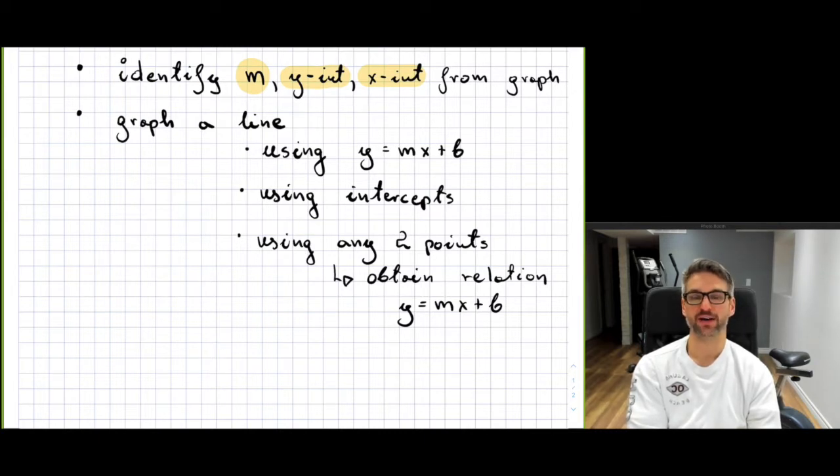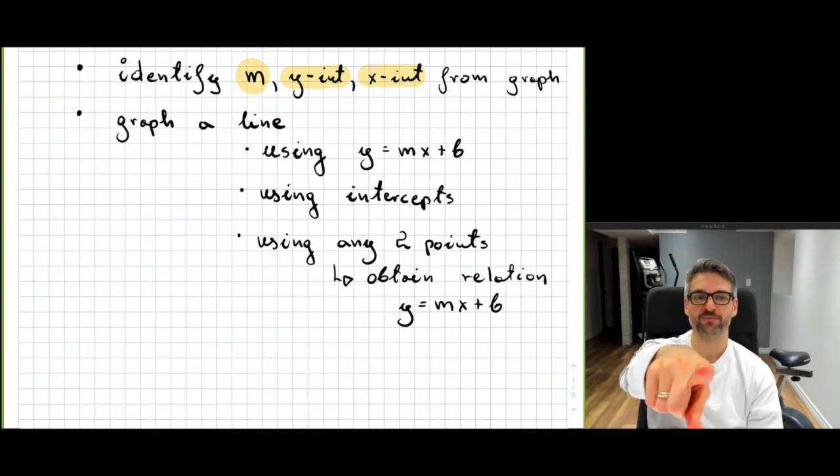So if you have been given 2 points, you should be able to transform it to the format of y is equal to mx plus b. Or if you were given the intercepts, again, you should be able to transform it to y is equal to mx plus b. Okay, so if you're interested, continue watching. All right, let's do it.